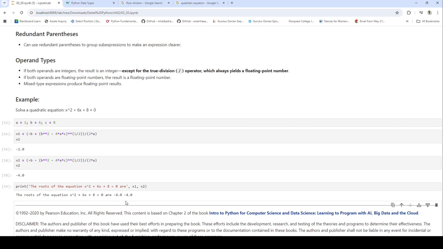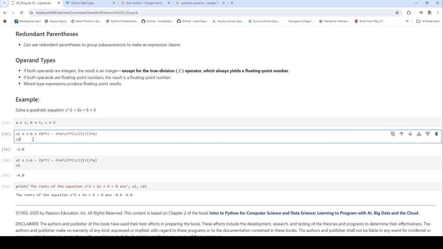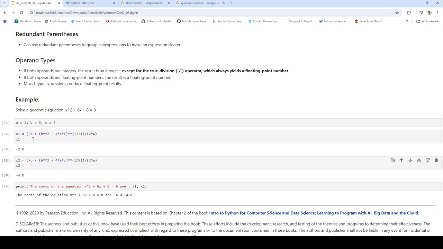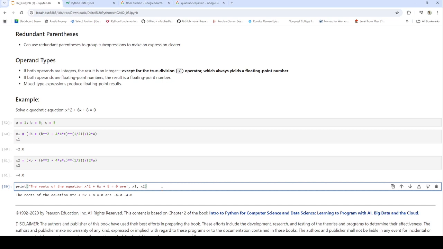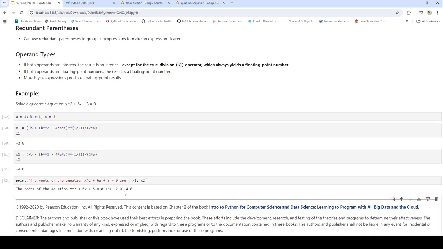So why do I get the same roots? Let me find this here. So x1 is, I know x1 is -2, x2 is -4, so it should give me -2 and -4.